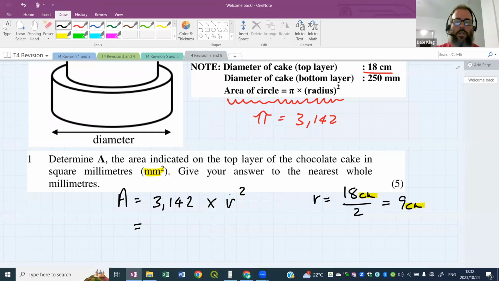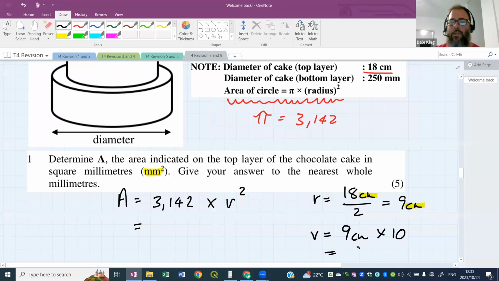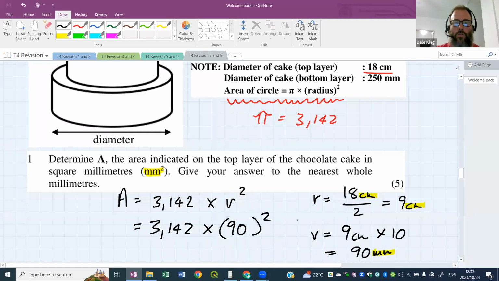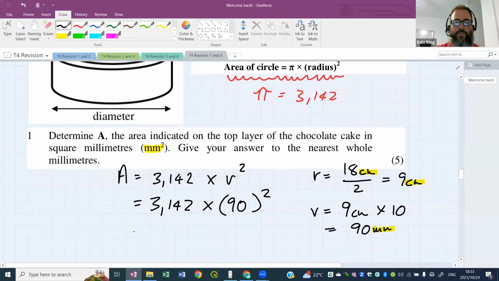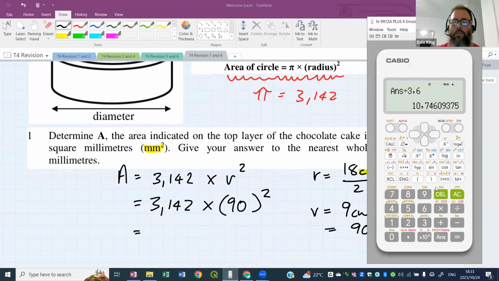So the radius needs to be converted first. This 9 centimeters must be changed to millimeters. We're going to times it by 10, and this will give us 90 millimeters. Because I'm writing units all the time, I can see I'm in the right format now. Everything must be ready before it goes into your formula. So I'm going to write 90 inside there, put a bracket around it, and square it.